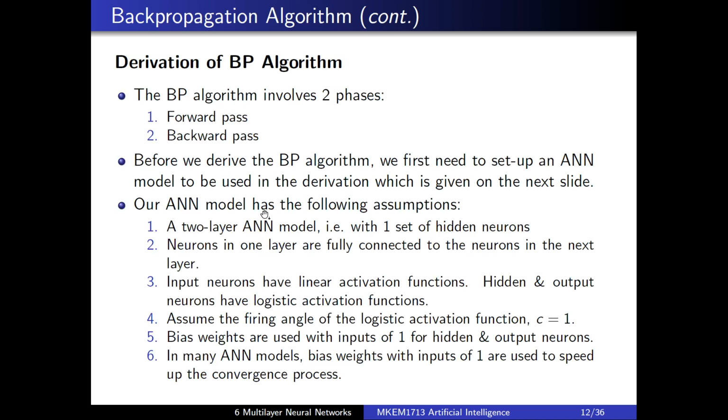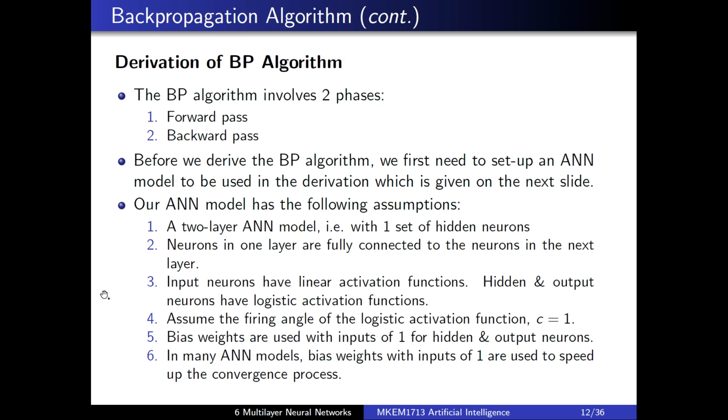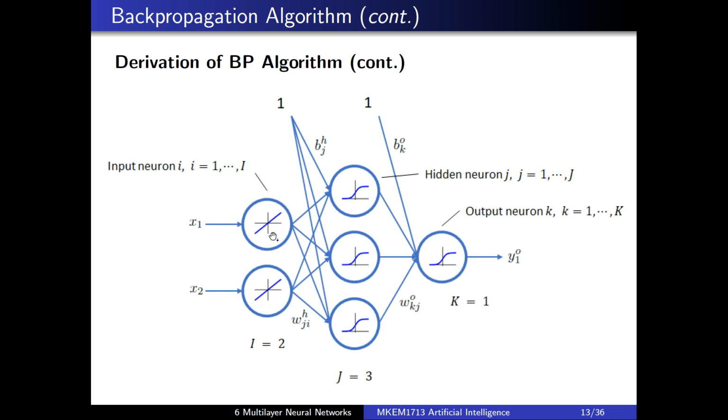So our neural network model has the following assumptions. Remember, we are interested in deriving the backpropagation algorithm now, so that's why we are making these assumptions so that the derivation would make sense. In this derivation, we'll be looking at a two-layer neural network model with one set of hidden neurons. So we have two layers: this is the hidden layer and this is the output layer. Neurons in one layer are fully connected to the neurons in the next layer. As we can see, each neuron is fully connected to the neurons in the next layer.